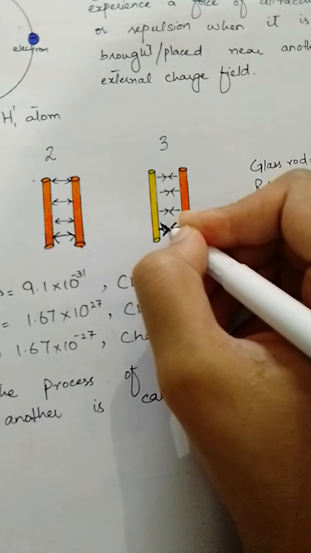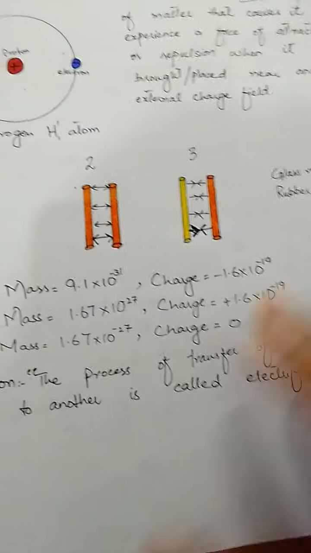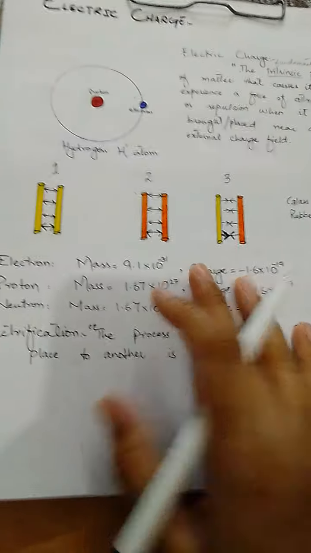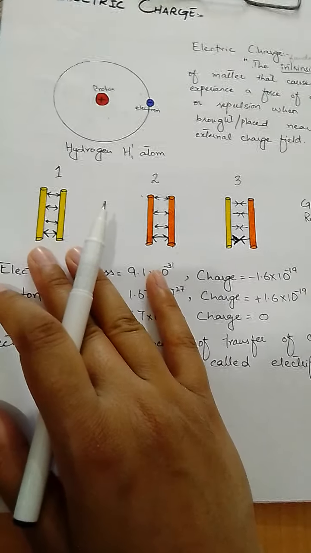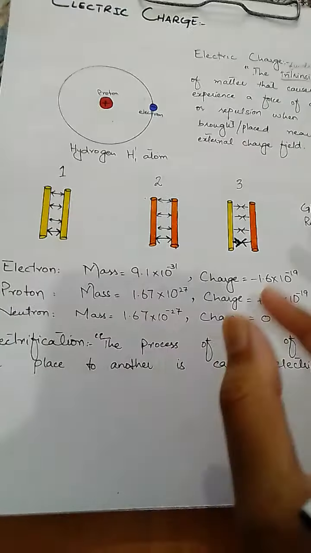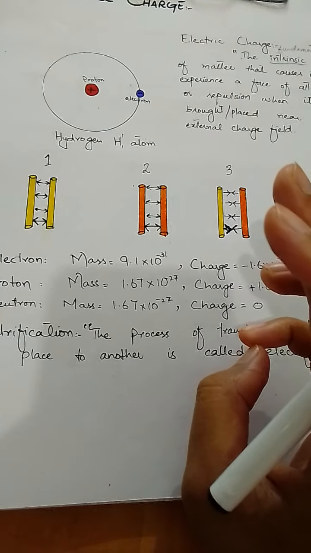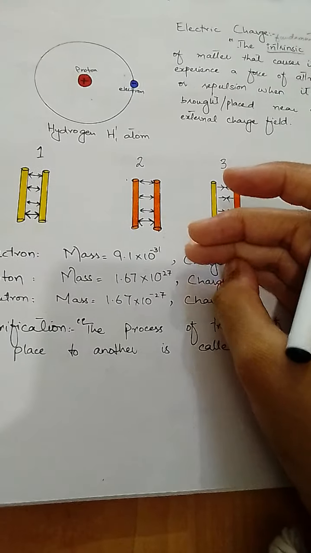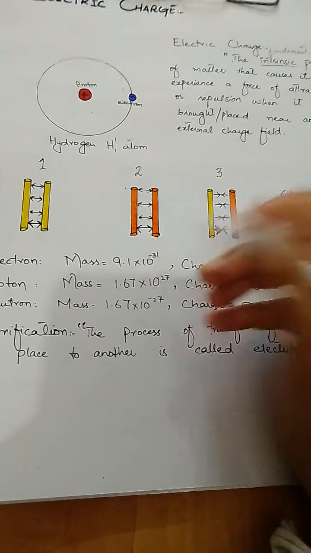Okay, that's why we have made the arrows in this direction. They will try to attract one another. So from this experiment, what did we get? We have obtained the data that there are two types of charges. If the charges are equal and opposite, then they will attract each other. If the charges are equal and same, then they will repel each other, right?